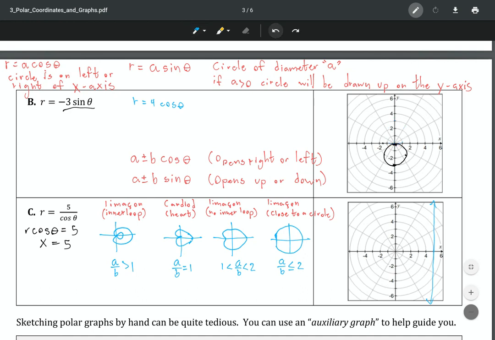I'll explain more of what I wrote down here, but I would actually say you probably need to pause the video and start writing everything that I wrote here, because that basically helps you graph almost anything that we have in this section.